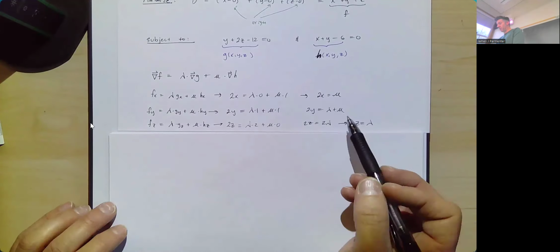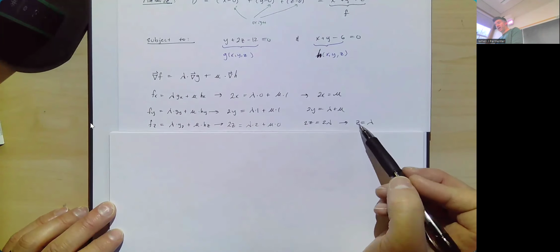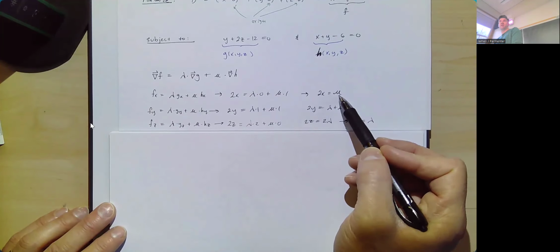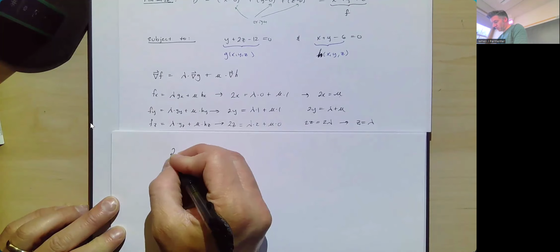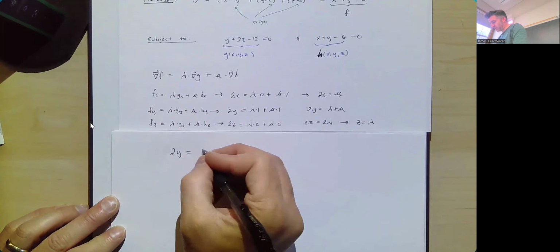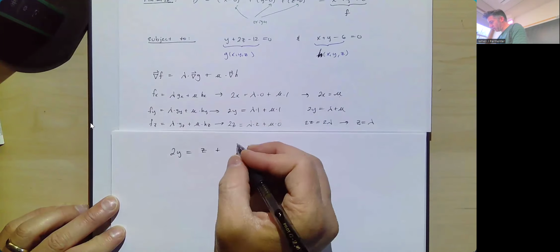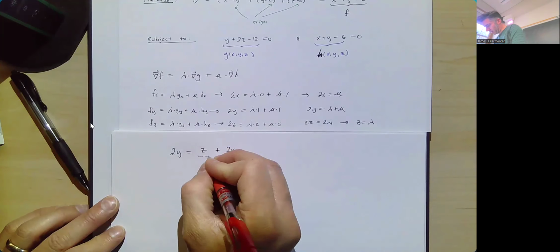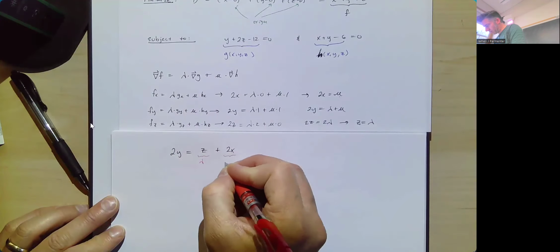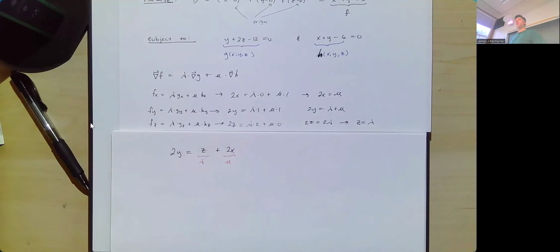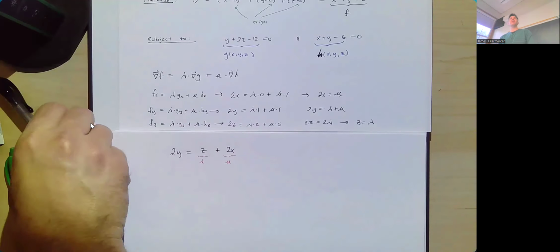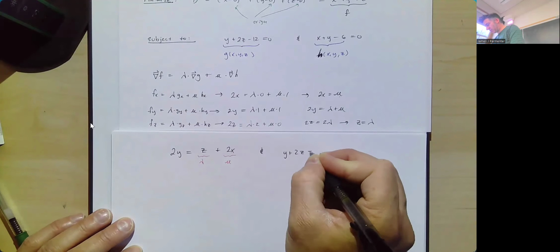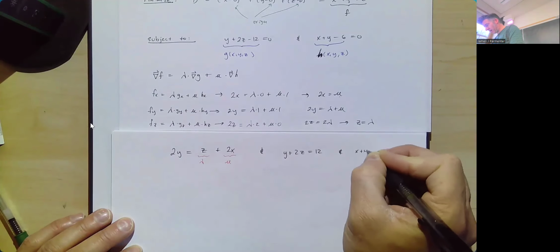What I would do here is I would observe that 2y equals lambda plus mu. So I think I can get another equation involving just x, y, and z. I can say that 2y equals lambda, which is z, plus mu, which is 2x. That's what lambda is equal to. That's what mu is equal to. But now look, I have this equation and I also have my two constraints. I also know that y plus 2z equals 12 and x plus y equals 6.